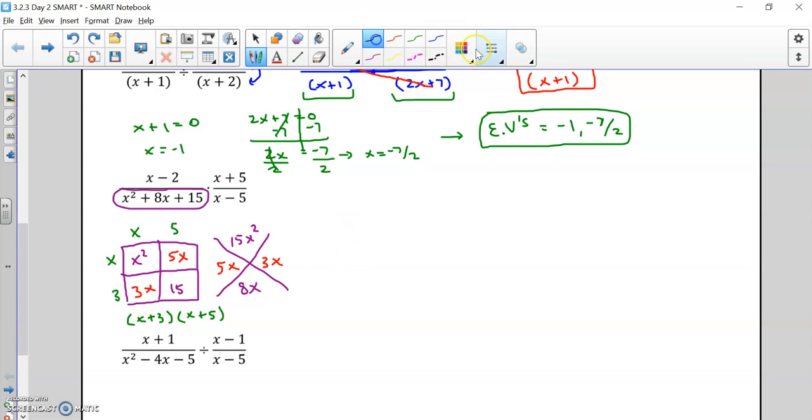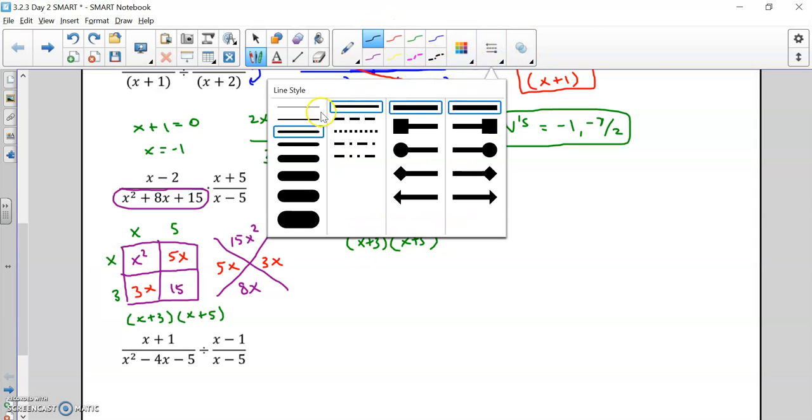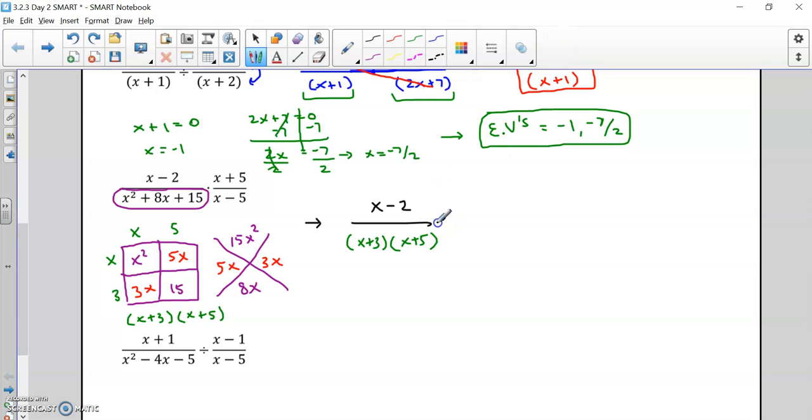All right, so now that I've factored this part of the expression, I'm going to rewrite my problem, but instead of writing it with this thing, we're going to put our new version in there. So keep the x minus 2 on top, but on the bottom, we're going to put x plus 3 and x plus 5, because that's what we got when we factored that expression that was in this spot. And then we can keep the rest of it as is.